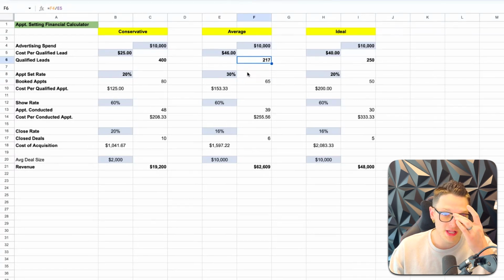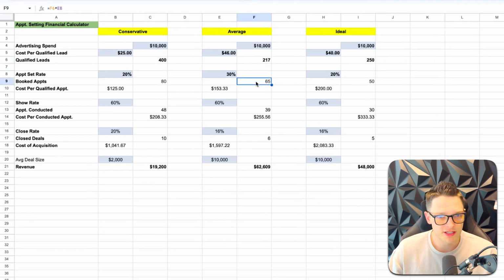So anyway, there's that. And then obviously also, if you have a team, depending on your bandwidth, you can also be manually dialing these people, manually texting them, sending them selfie videos, etc. That's also going to increase that appointment set rate. So there you go. Cool. You've got 217 qualified leads, 65 of them now booking appointments.